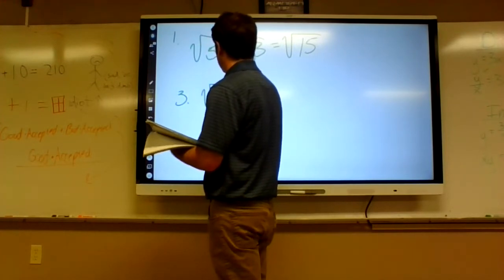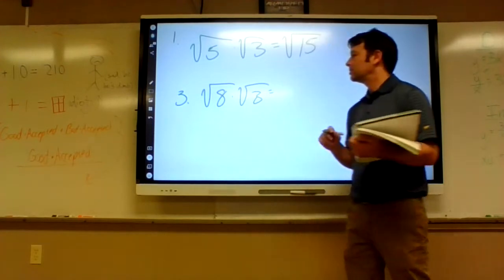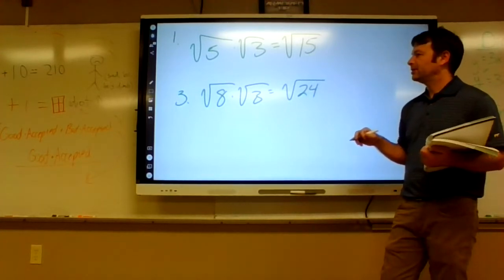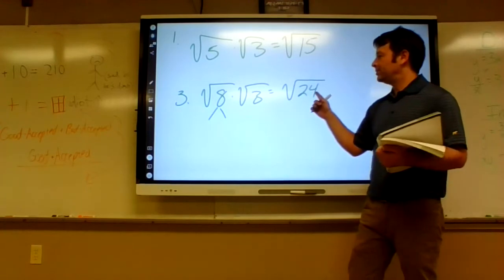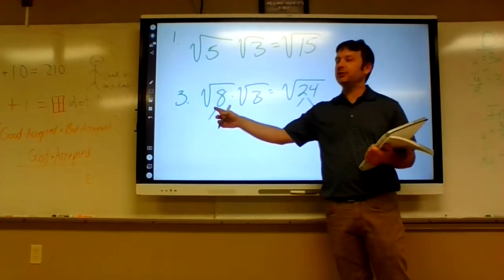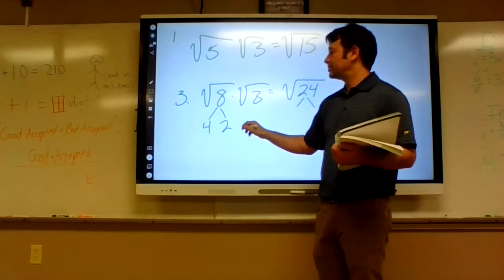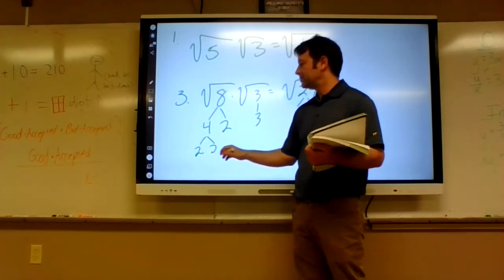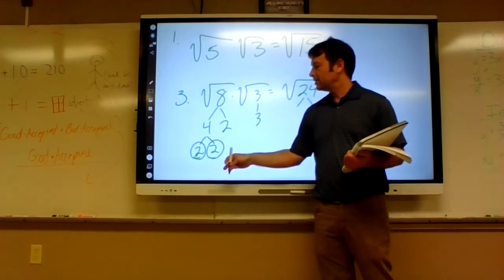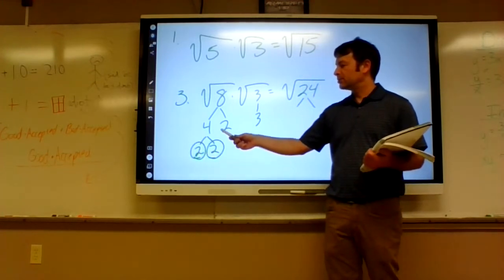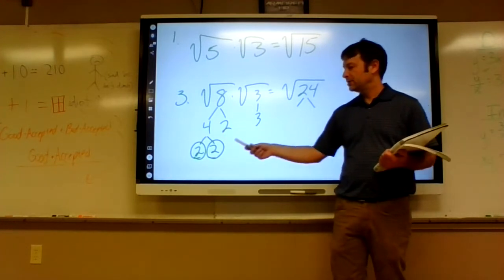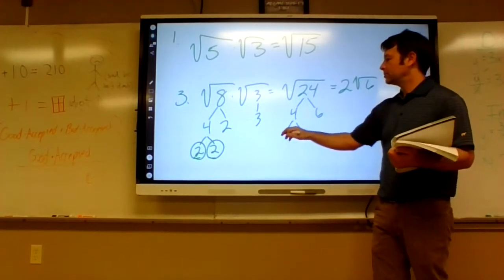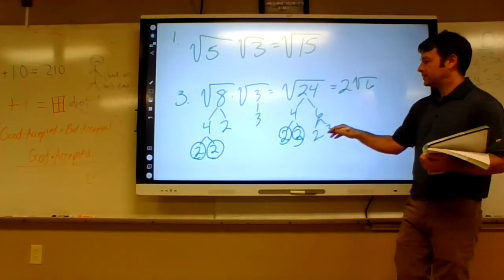Okay. Square root of 8 times square root of 3. It's square root of 24. But does that simplify? Yeah. Like I said, you can do the tree on the 24, or you could go back to the 8. 8 is 4 times 2. 3 is just 3. Nothing happens there. And then 4 is 2 times 2. So do you guys know what it's going to be? The double comes out, so it's 2 square root of 6. You can do it over here also. 2 square root of 6.